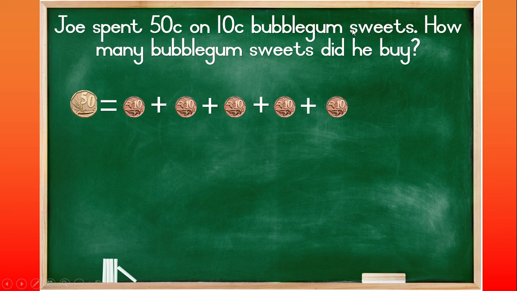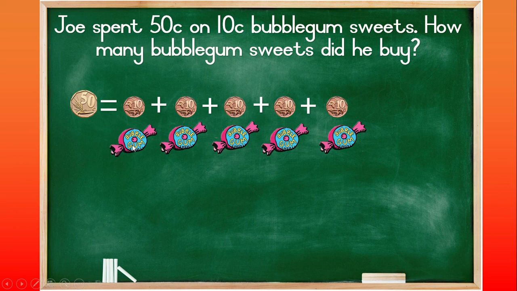And each bubblegum sweet costs 10 cents. So 1 bubblegum sweet, 2, 3, 4, 5. 1 bubblegum sweet is 10 cents. Therefore, Joe bought how many bubblegum sweets? 1, 2, 3, 4, 5.